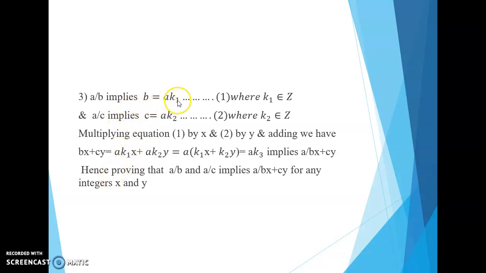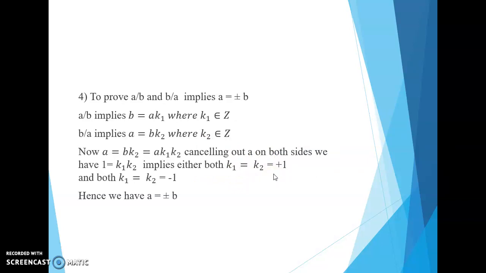Again, the third property is proved in a similar manner. That is, B is equal to AK1 and C is equal to AK2. We multiply x to this one and y to this one, we will be getting Bx plus Cy equal to AK1x plus AK2y. I can take A common out and then I am having K1x plus K2y, which again I can replace by another integer, call it K3. So this completes the proof saying A divides Bx plus Cy.